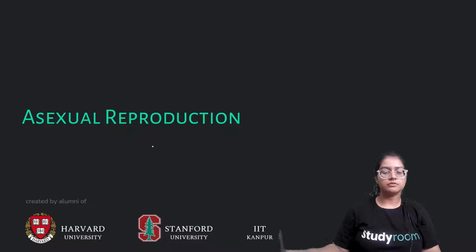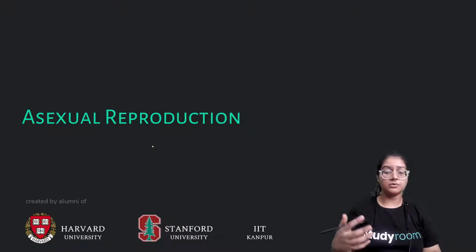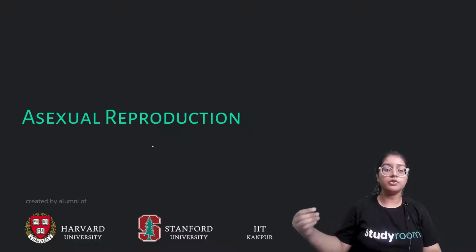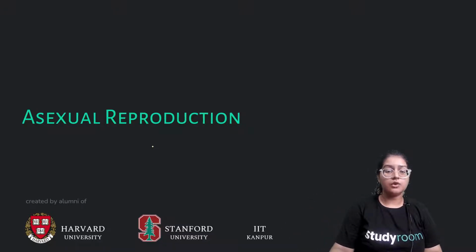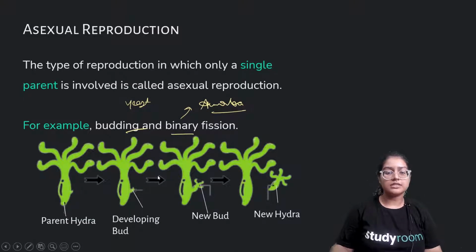Hello everyone, welcome to Study Room, and today we'll be discussing asexual reproduction. We did sexual reproduction in our last video. Sexual reproduction means fusion of egg and sperm, and later that leads to the production of zygote, to embryo, to fetus. So now we'll be learning about asexual reproduction.